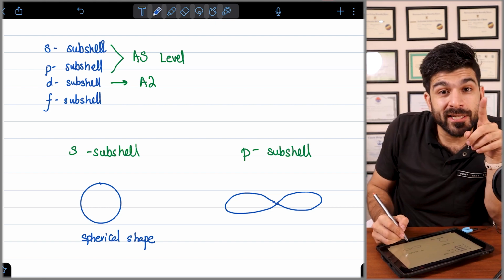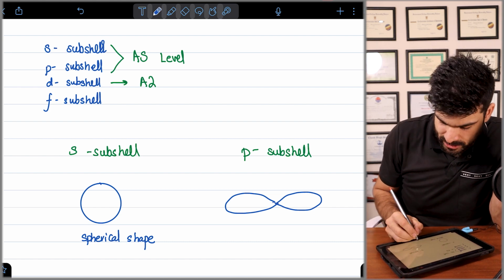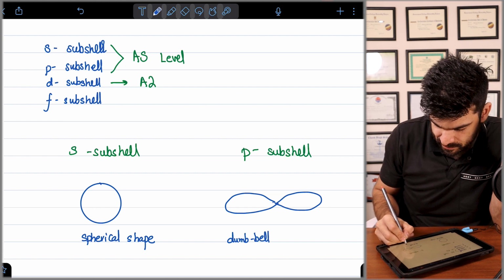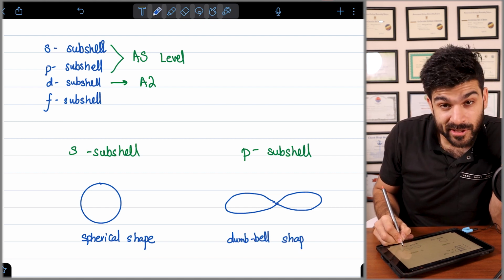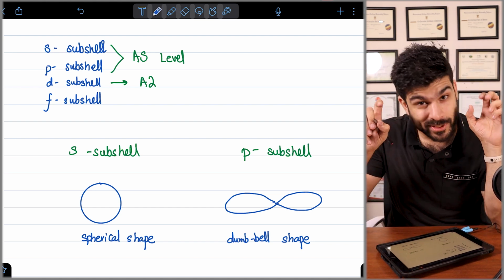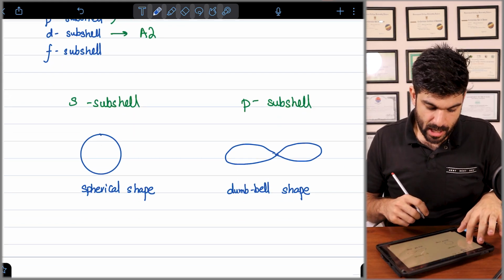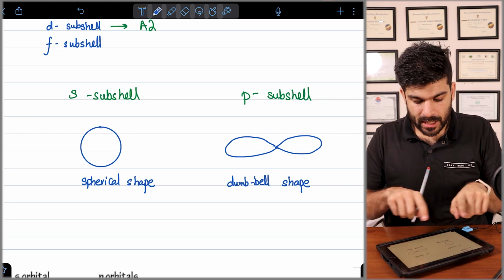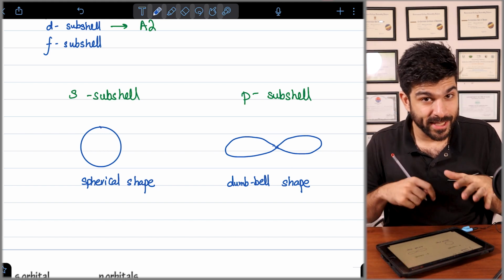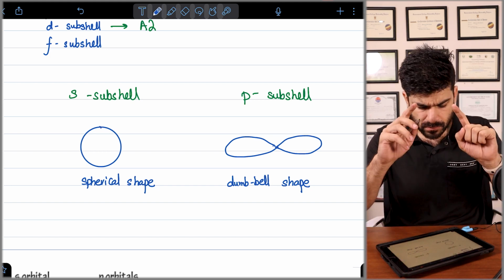And for the gym freaks, that's a very interesting and intriguing fact. We call this dumbbell shape, the ones you lift in the gym. So even chemistry is about gym. Chemistry is about working out on these examples. So dumbbell shape. So it's S subshell and P subshell. These are the subshells that we will talk about today in this lecture. We won't talk about the D, we won't talk about the F.